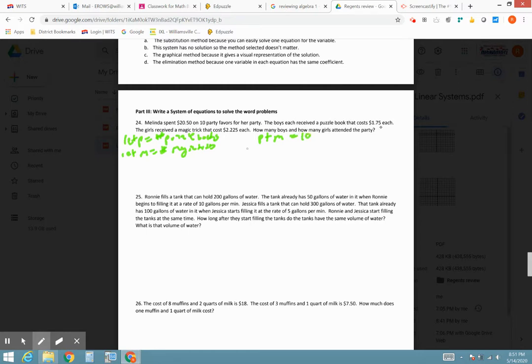And then the puzzle books were $1.75 each. And the magic tricks were 2. That is certainly a weird number. I think it's a typo. I'm going to say 2.25 each. I don't know if that's going to give us a wonky answer, but I think it's a typo. And that was $20.50. So go ahead and solve.